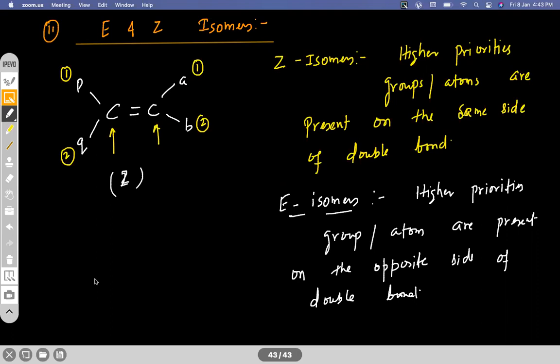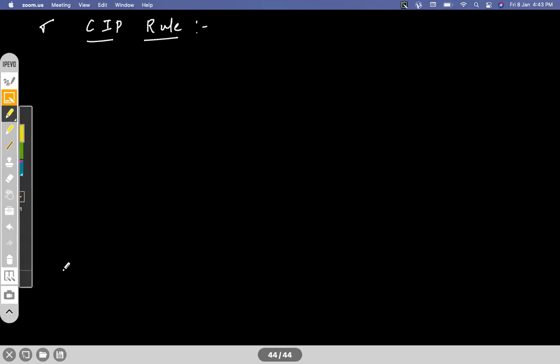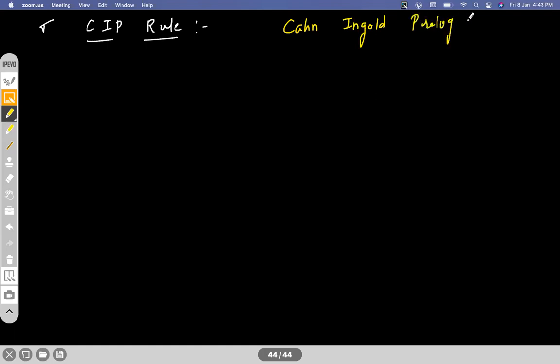So basically, if you know how to assign priority, we can define Z and E isomers easily. But the question is how to assign priority here, correct? To assign priority, we have a rule that we call the CIP rule. The name CIP is based on the names of three scientists, Cahn, Ingold, and Prelog. These three scientists have given this rule. You just need to follow the rules to assign priority on the atoms or groups attached to the double bonded carbon atom. First rule is what?